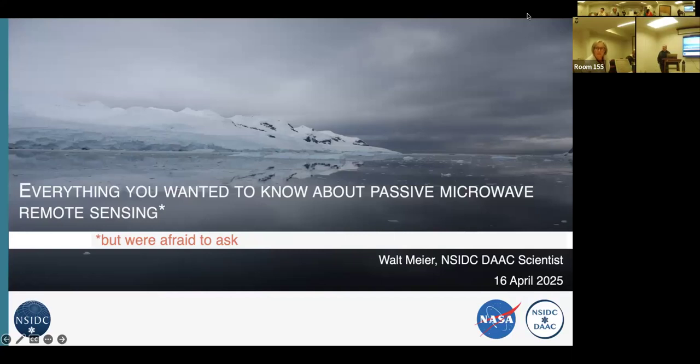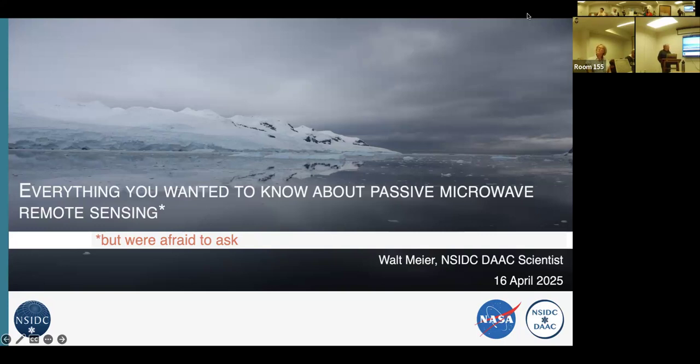DAAC, if folks understand that reference from a 1970s movie, you can fill in the other words there. Yeah, a big part of NSIDC's catalog in the NSIDC DAAC are passive microwave data sets.